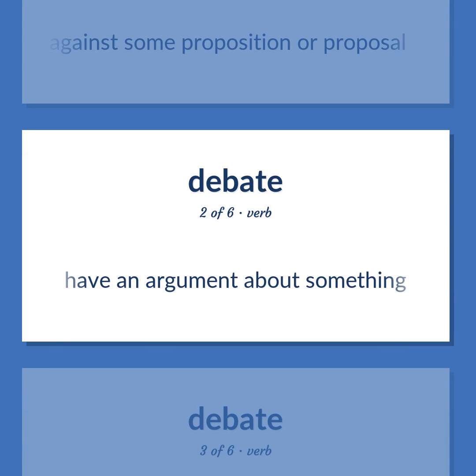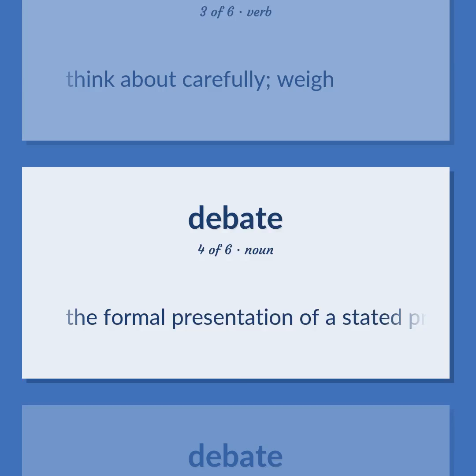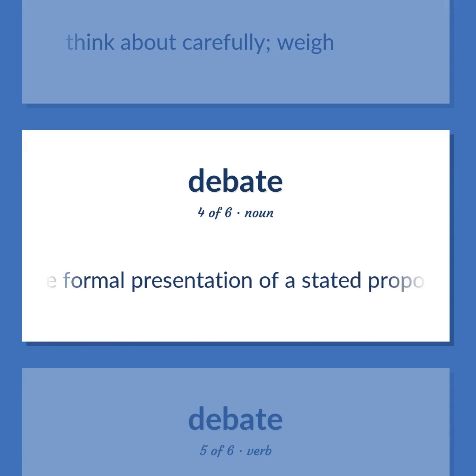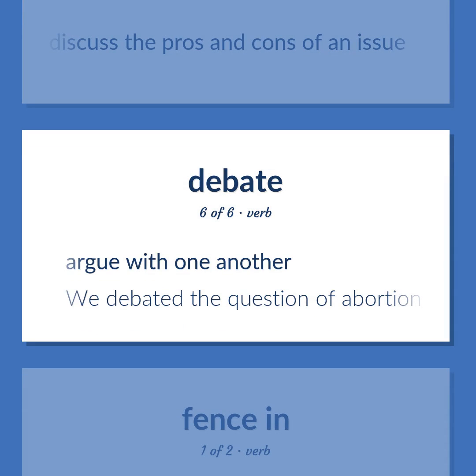Have an argument about something. Think about carefully, weigh. The formal presentation of a stated proposition and the opposition to it, usually followed by a vote. Discuss the pros and cons of an issue. Argue with one another. We debated the question of abortion.